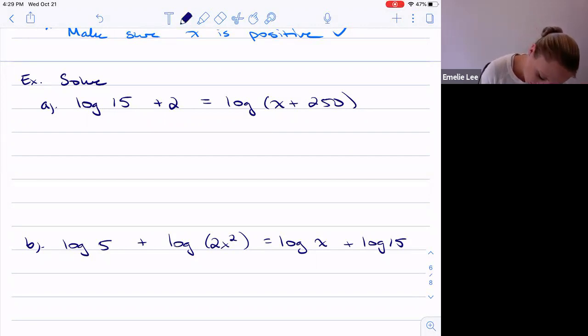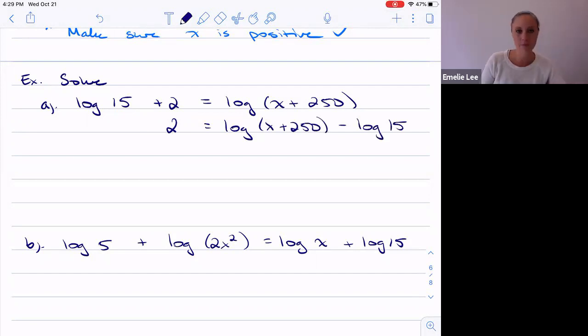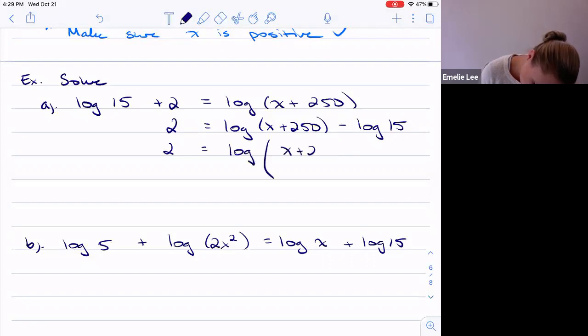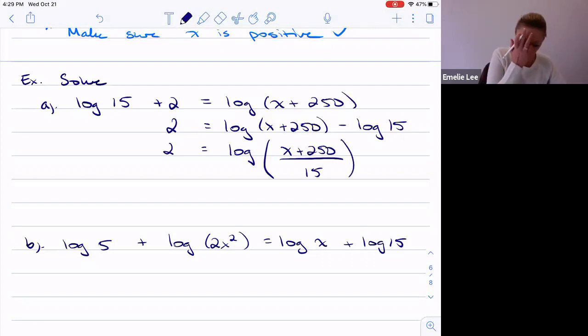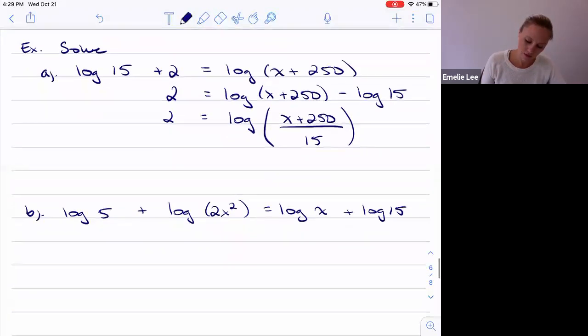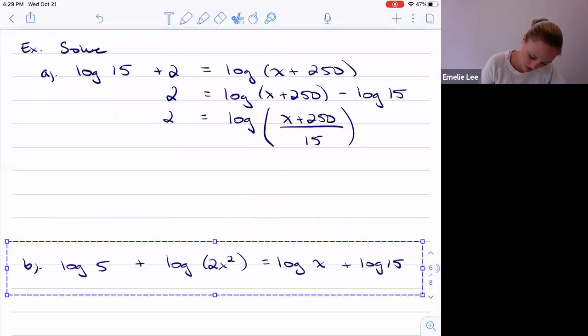So here, what I get is 2 is equal to the log of x plus 250 minus the log of 15. By those log laws, log base 10 minus log base 10, I can write them as a single log by dividing the arguments. So 2 is equal to the log of x plus 250 divided by 15. Okay, I guess I'll need a little bit more room than this. Whee!